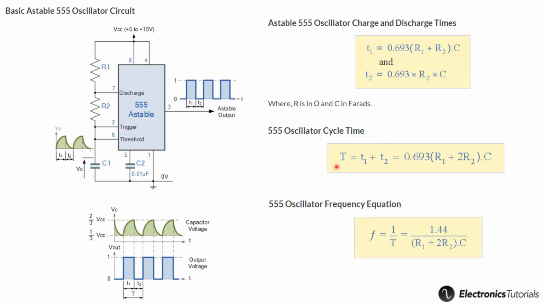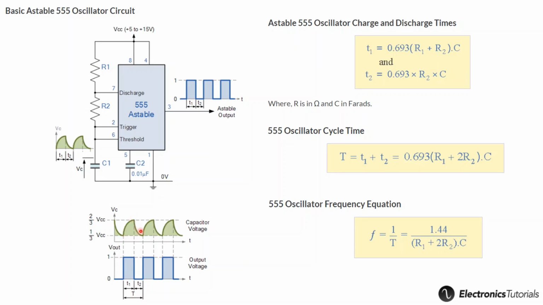So these are the equations. Total time, equal to charging time plus discharging time, that is the time period, is equal to 0.693 into (R1 plus 2R2) into C. So this is the cycle time. Then we have the oscillation frequency, which is equal to 1 by T. So it is 1.44 divided by (R1 plus 2R2) into C. So this is the working of the basic astable multivibrator.